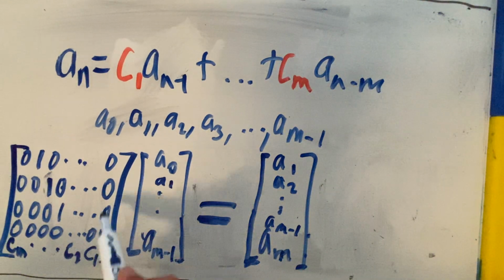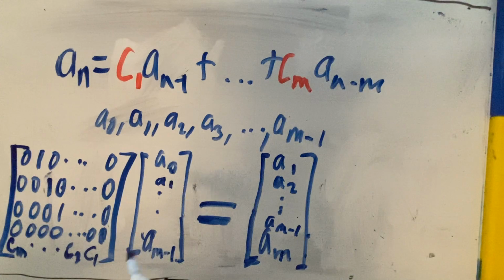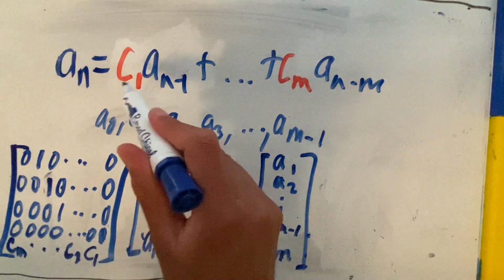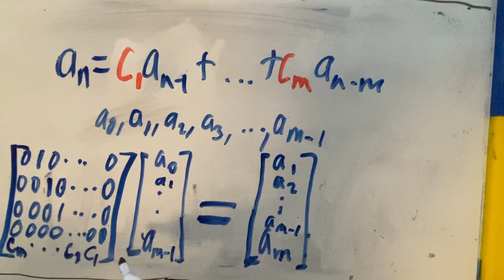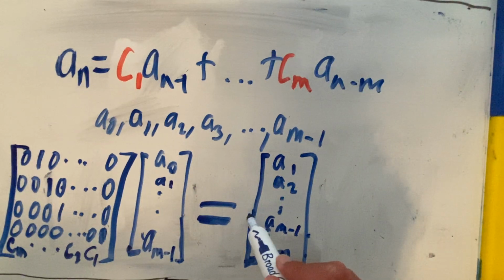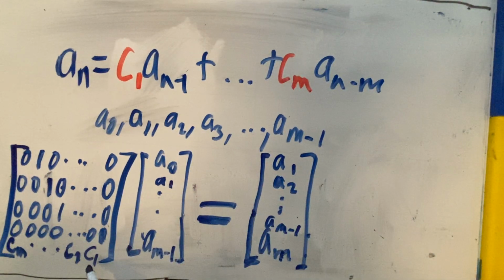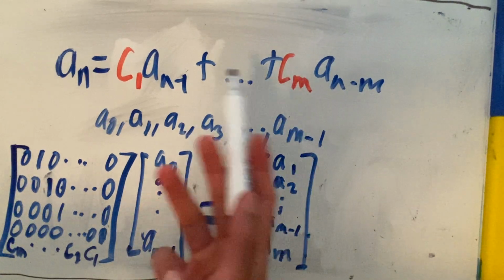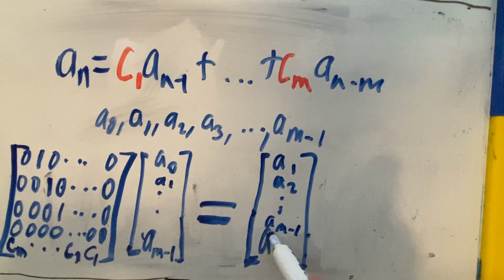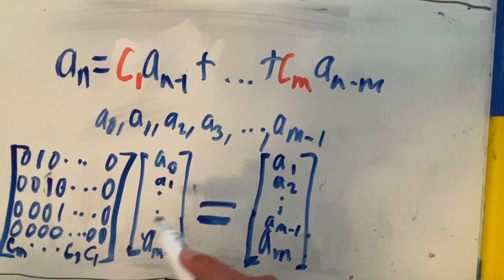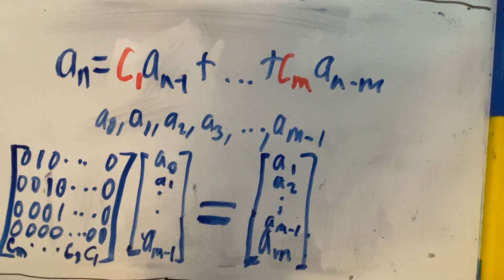And so this matrix here allows you to take the number of terms that you need for a recurrence relation and turn them into the next, you just bump the indices up by 1. And this last row is especially important for encoding what the recurrence relation is actually doing to get a brand new term that wasn't in the first vector.